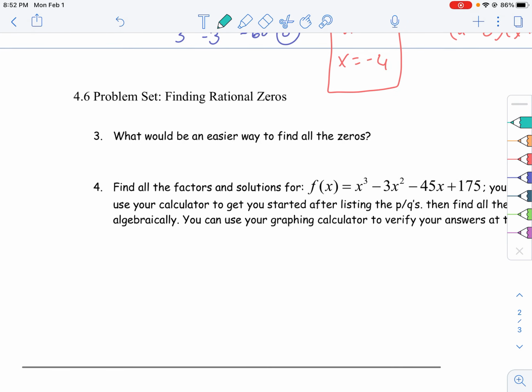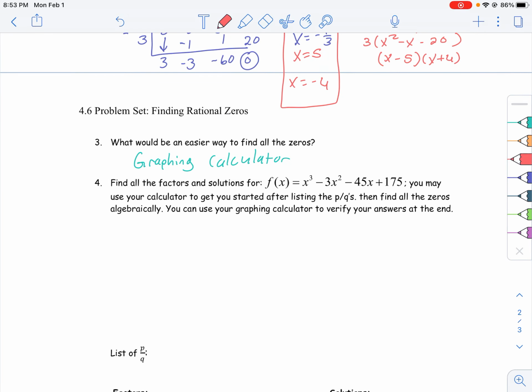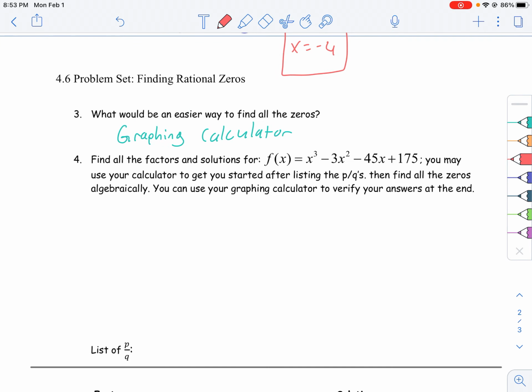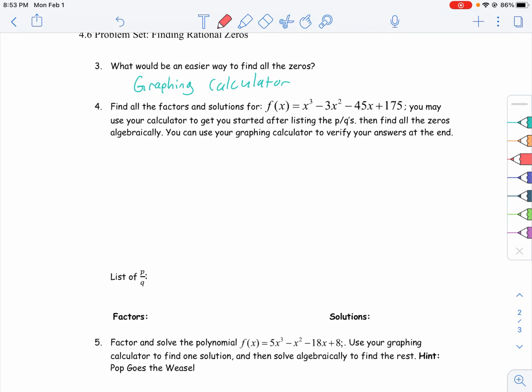So, what would be an easier way to find all the zeros? Well, of course, using our graphing calculator. So that's exactly what we're going to let you guys do come a test. So it says find all the factors and solutions for f of x for that function. You may use your calculator to get you started after listing the p's and q's. Then find all the zeros algebraically. You can use your graphing calculator to verify the answers at the end.